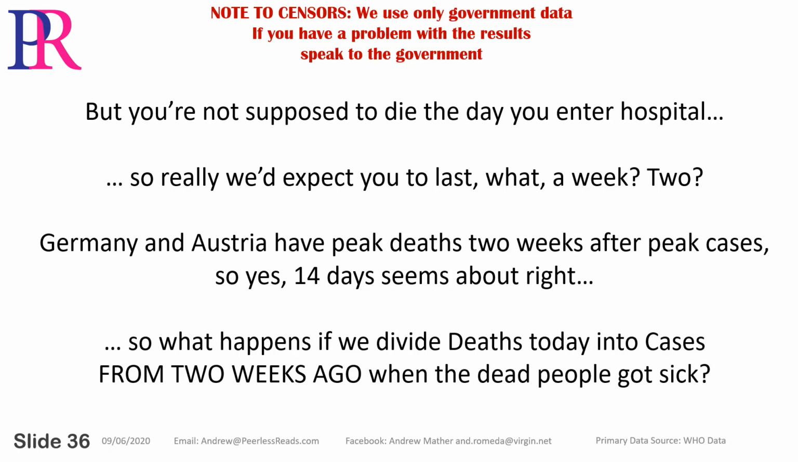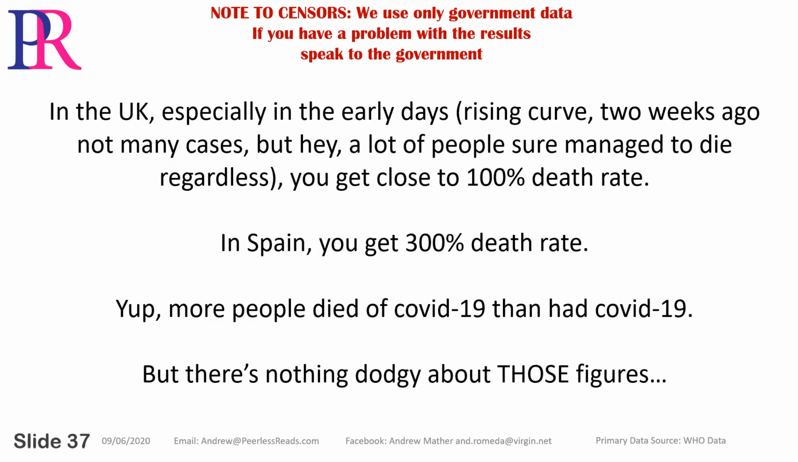So really we'd expect you to last, what, a week, 2? Germany and Austria have peak deaths 2 weeks after peak cases. So yes, 14 days seems about right. So what happens if we divide deaths today into cases from 2 weeks ago, when the dead people got sick? In the UK, especially in the early days, rising curve, 2 weeks ago not many cases, but hey, a lot of people sure managed to die regardless.